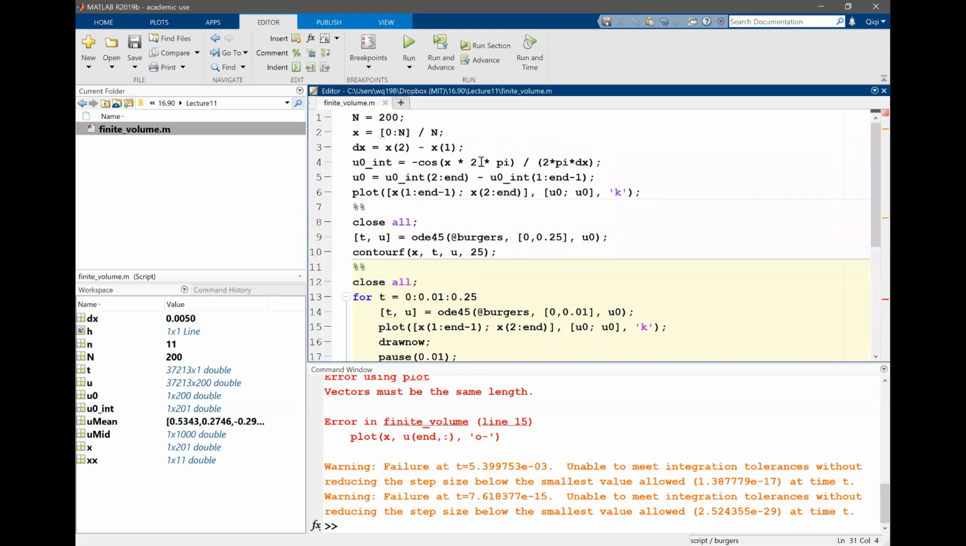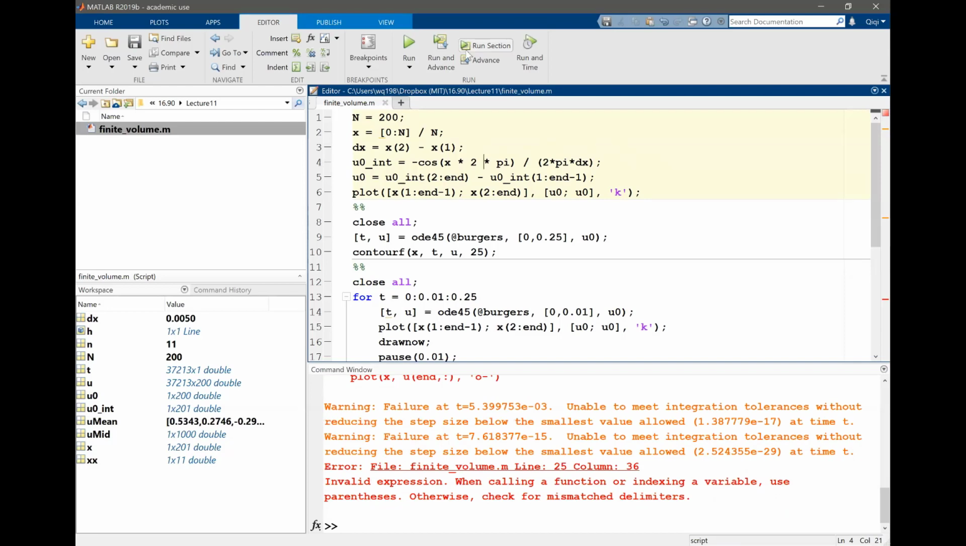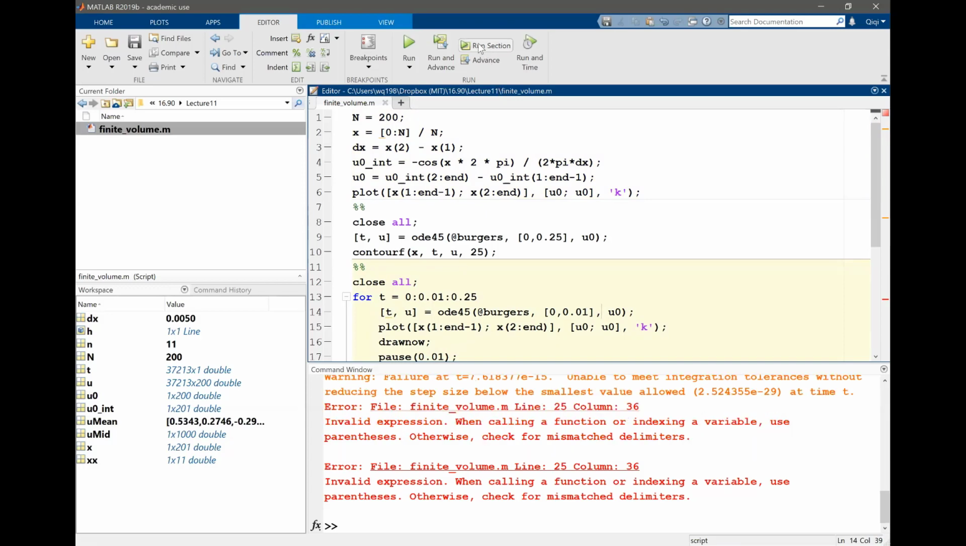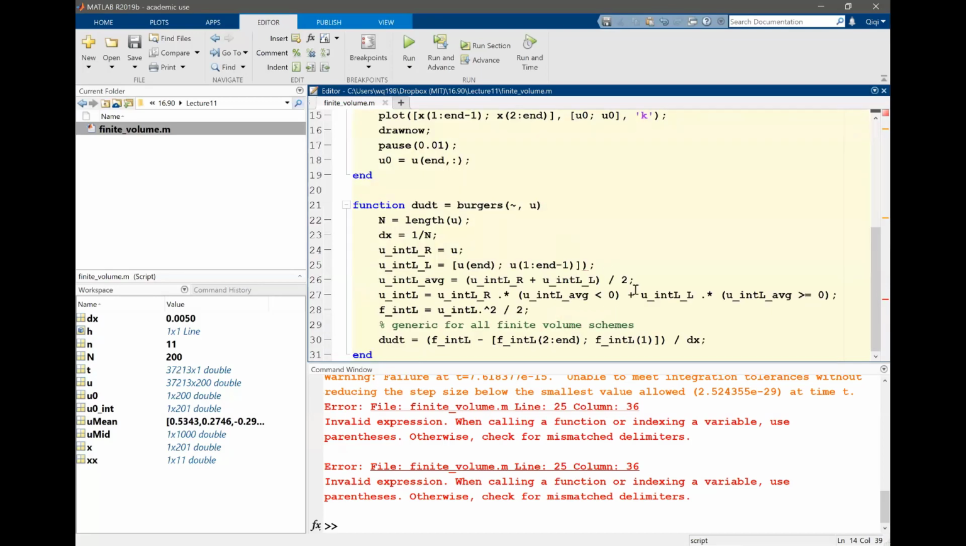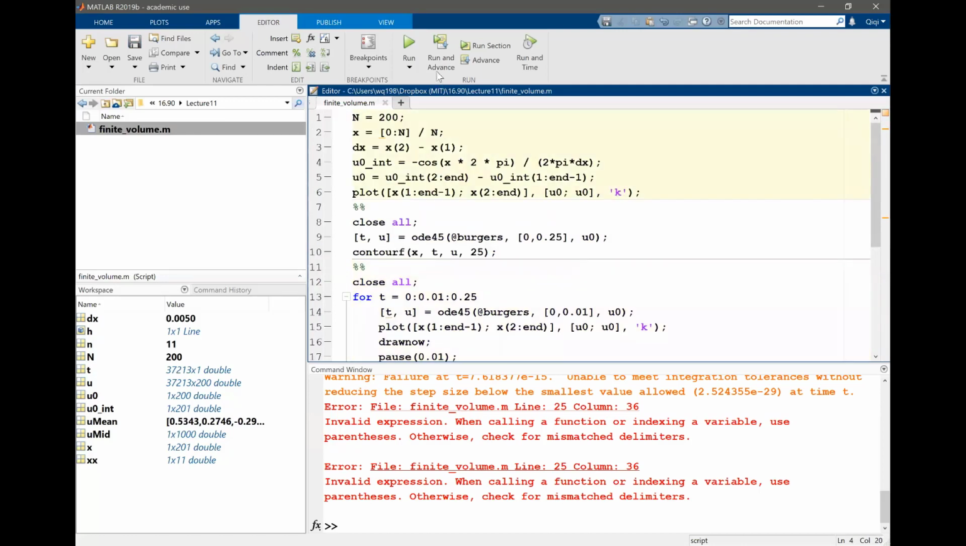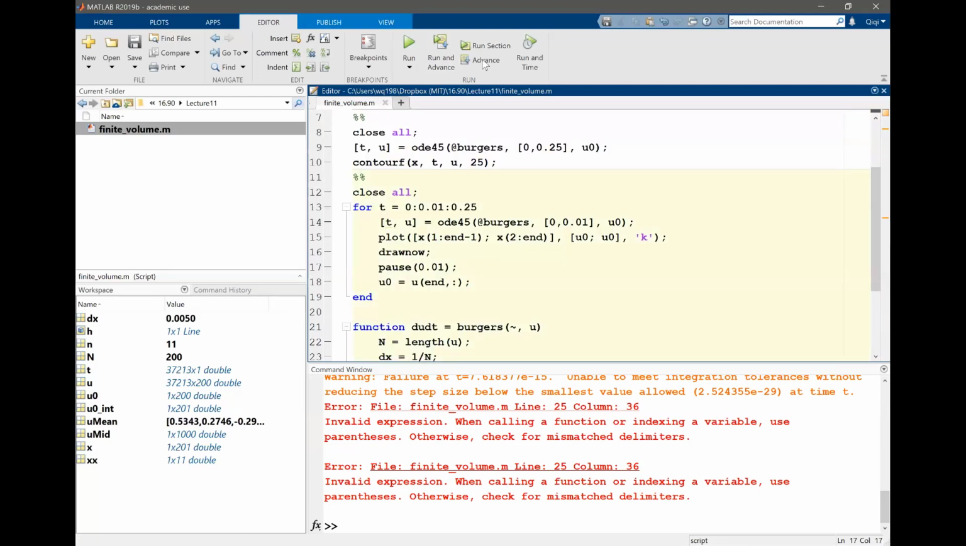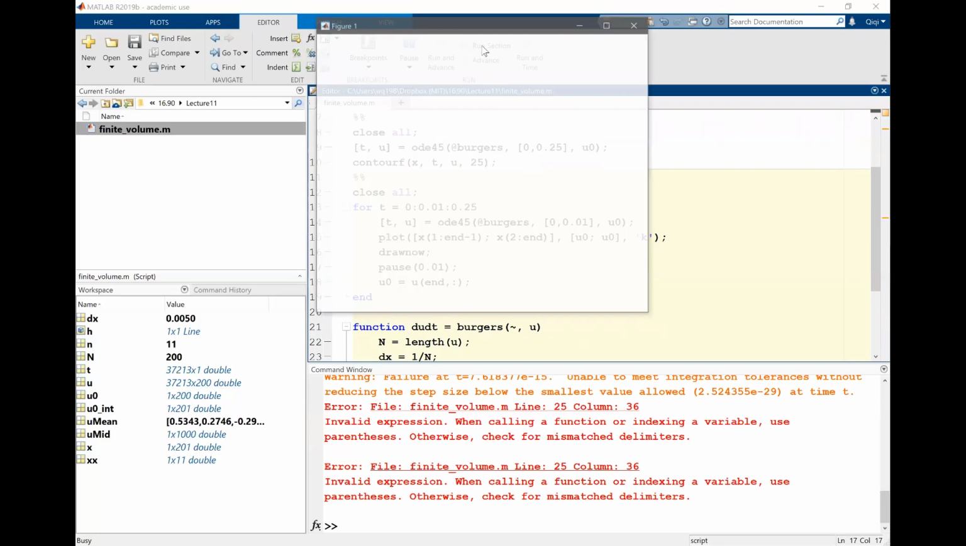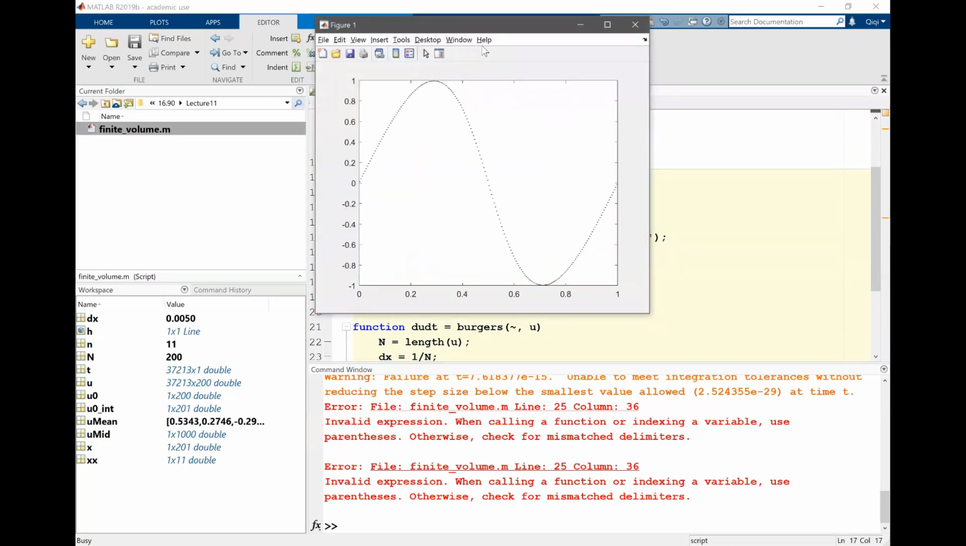All right, now let me reinitialize and rerun the visualization, and see what happens when the shockwave starts to form.